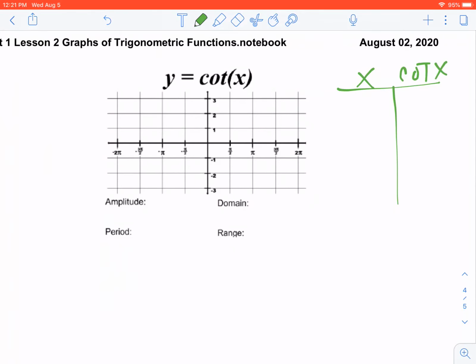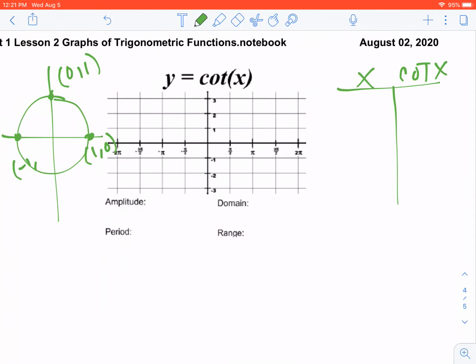Let's remind ourselves of the unit circle. At 0, we have the point 1, 0. At pi over 2, we have the point 0, 1. At pi, we have the point negative 1, 0. And at 3 pi over 2, we're at 0, negative 1. The cotangent is x over y. So that means the cotangent at 0 is undefined. The cotangent at pi over 2 is 0. The cotangent at pi is back to undefined, and at 3 pi over 2 I have a 0 cotangent.